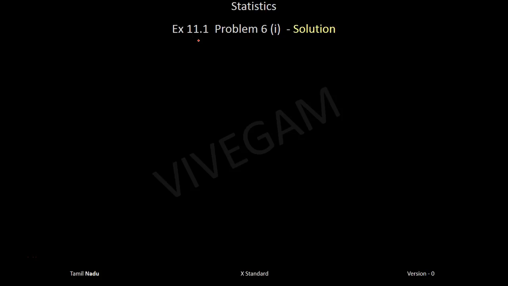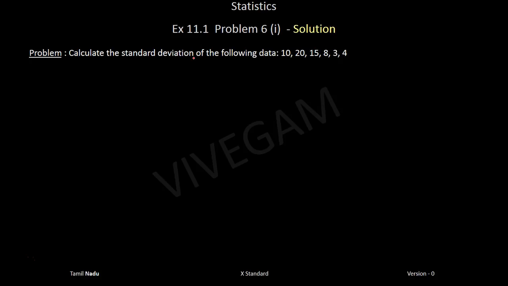Exercise 11.1, Problem 6, Division 1, Solution. Calculate the standard deviation of the following data: 10, 20, 15, 8, 3, 4. So it's ungrouped data which is given, and we are asked to calculate the standard deviation.